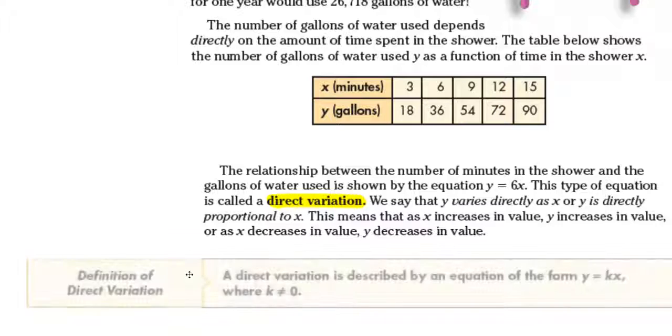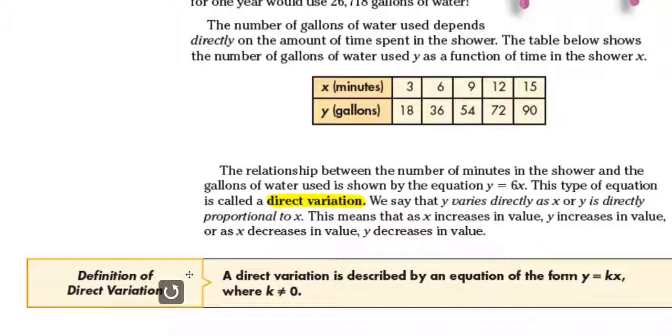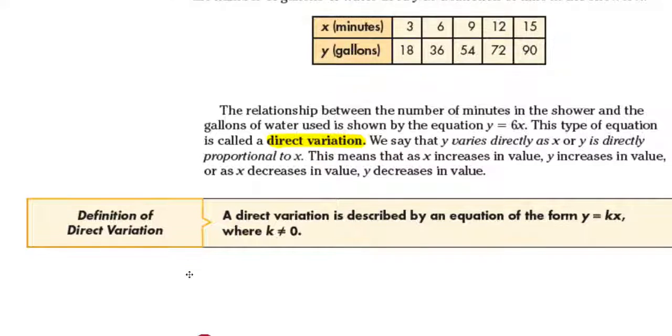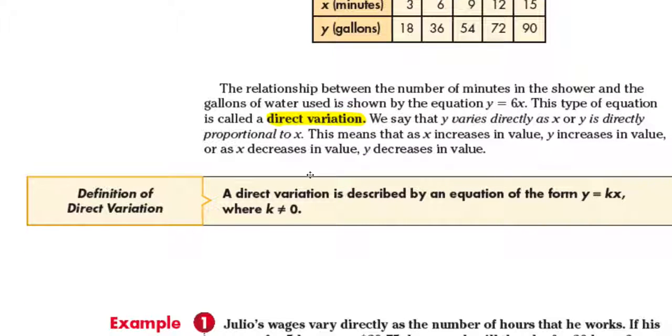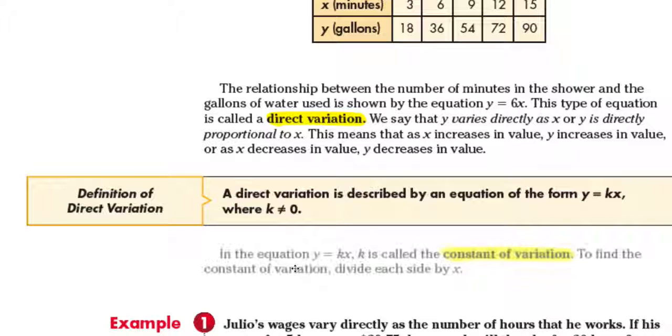And we go to the definition of direct variation. A direct variation is described by an equation in the form y equals kx, where k is not equal to 0. Okay, so in the equation y equals kx, the k is called the constant of the variation. To find the constant of the variation, we simply divide each side by x. So just like in solving an equation, we divide both sides by x and we end up with y over x equals k, and that's how you find the constant of the variation.